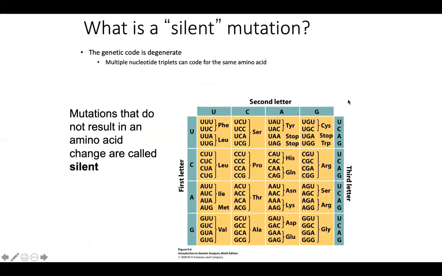So again, silent mutations or synonymous mutations are basically ones that don't result in an amino acid change. And we have different forms of degeneracy, right? Most of it at the third position. So for instance, here for proline, at the third position, U, C, A, and G all still code for proline. In some cases, we have multiple options for the first position, but in no case do we have multiple options for the second position.